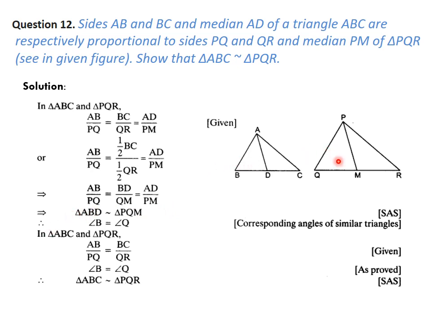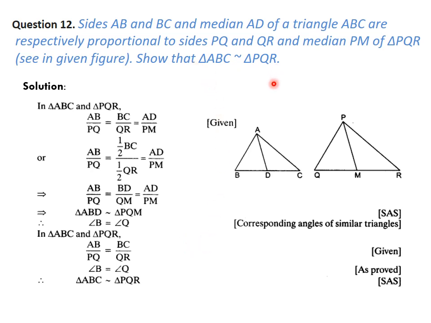Since these two triangles are similar to each other, we can also say that these two angles are now equal. For similar triangles, we have equal angles. So, therefore, angle B will be equal to angle Q, as corresponding angles of similar triangles are equal. Now, let's focus on the given question.